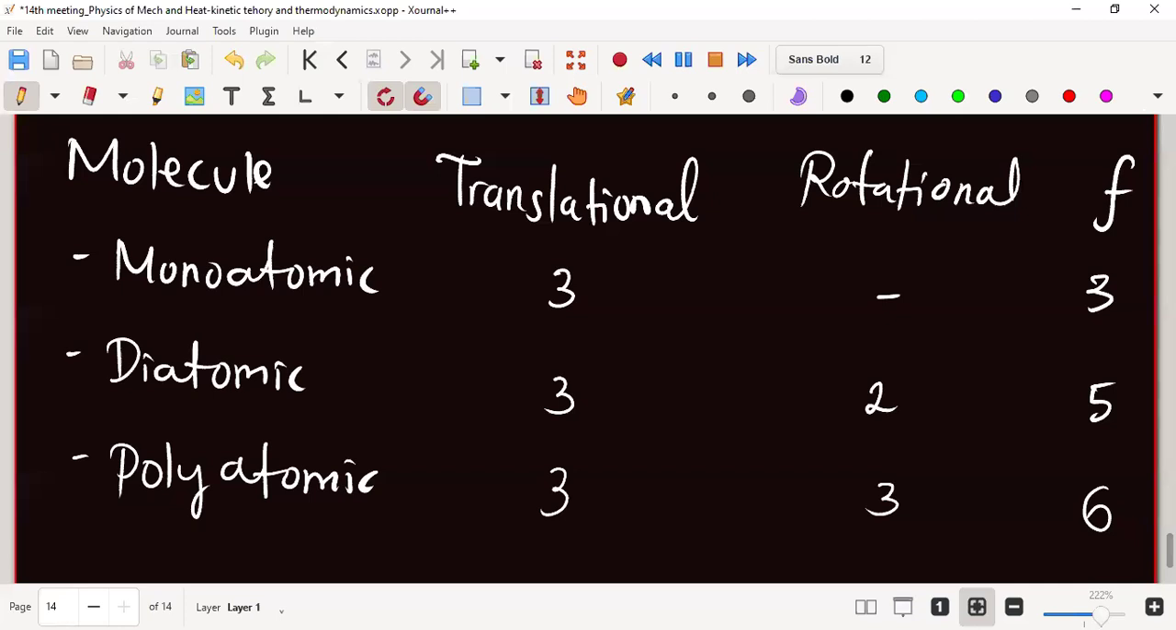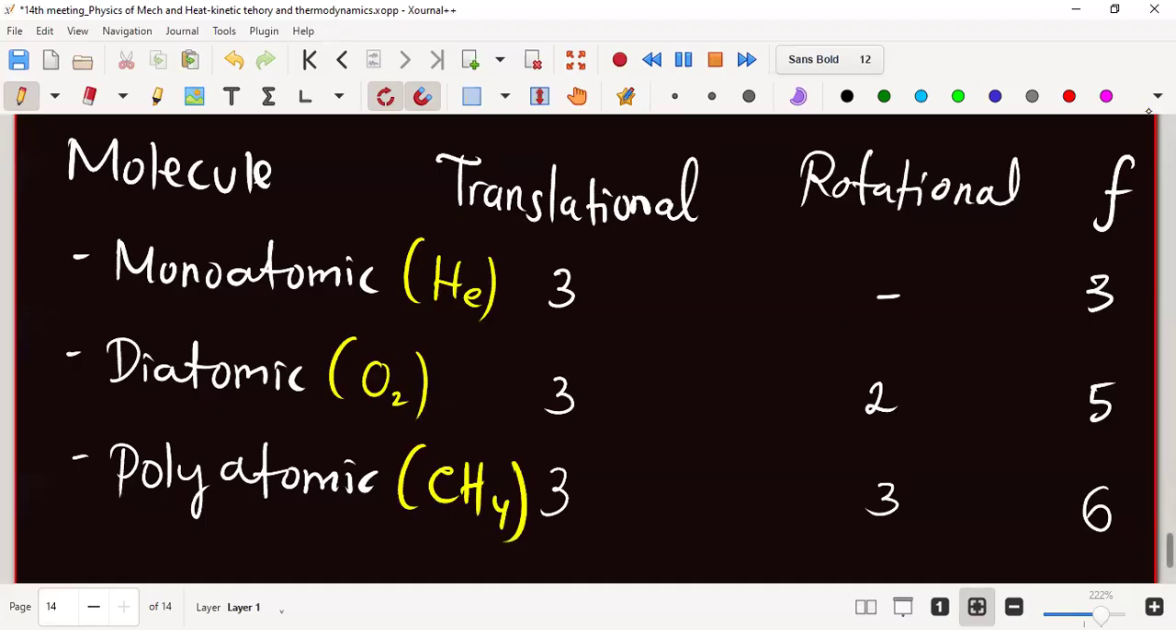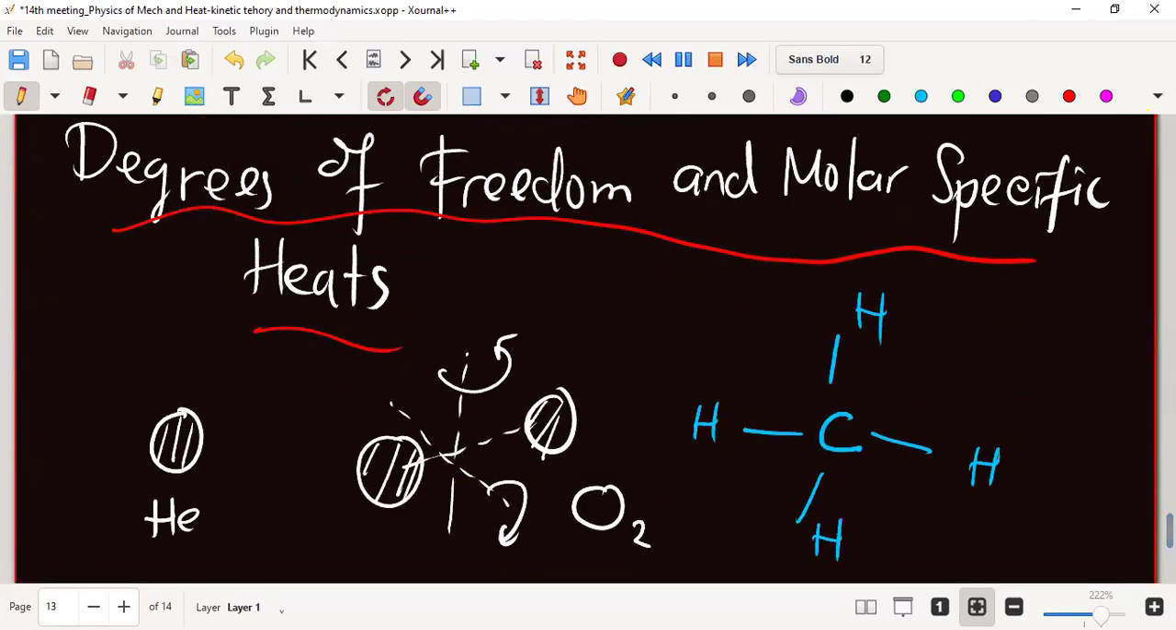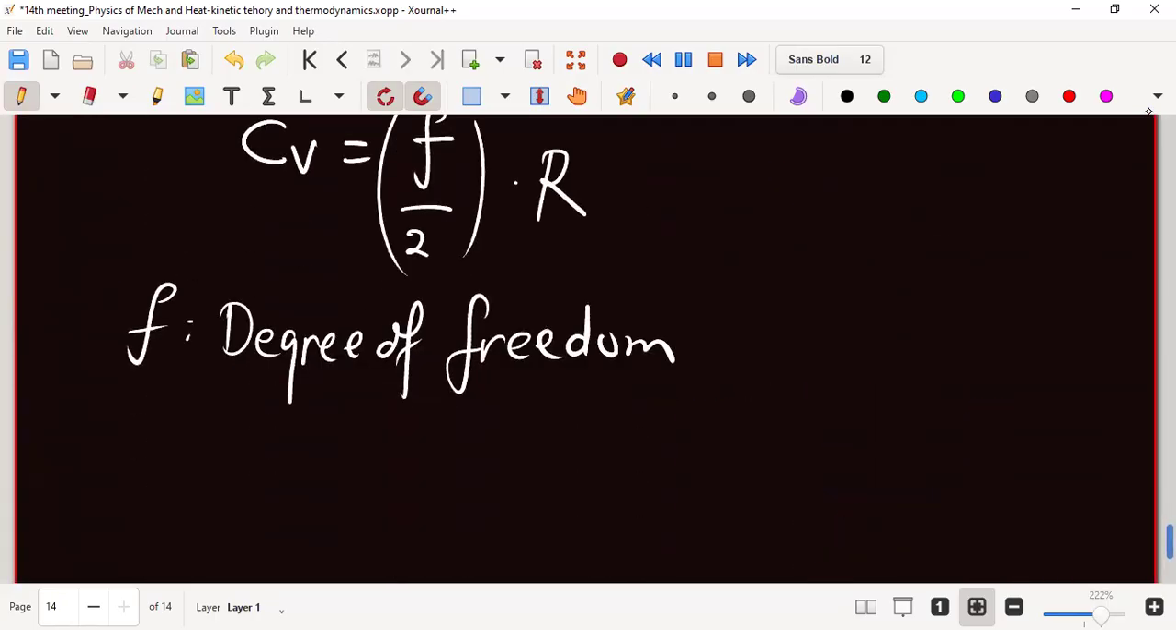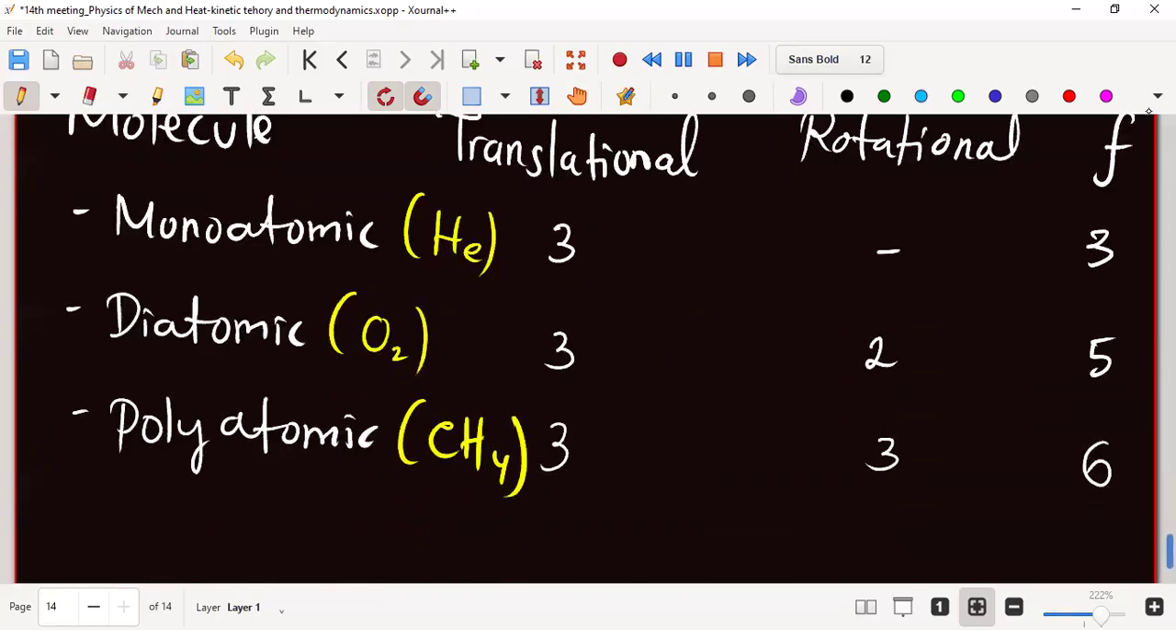This one is for monoatomic, diatomic, and polyatomic. For monoatomic, the example is helium. This one is oxygen, O2, and polyatomic, for example, is methane, CH4. Then O2 is oxygen and helium gas. This one is the degree of freedom for translation.